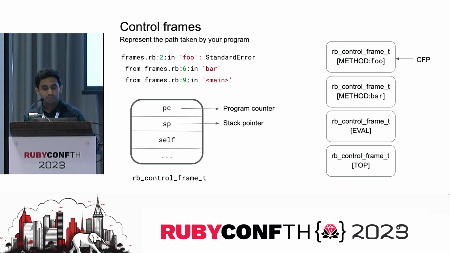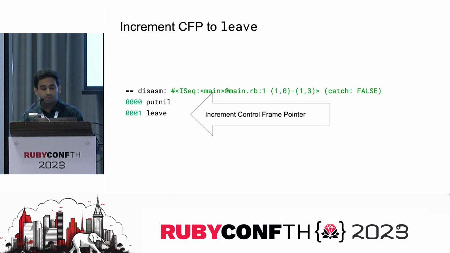If you see the diagram on the right, the CFP just keeps track of which control frame you are in right now. So control frame pointer, that is CFP, and currently it's on foo. And when you go all the way to the top, you need to increment CFP essentially. That way you can keep popping your control frames from your stack. So like I said, if you want to leave from a context, from a method, you just pop its control frame, and that's how you return to something, right?